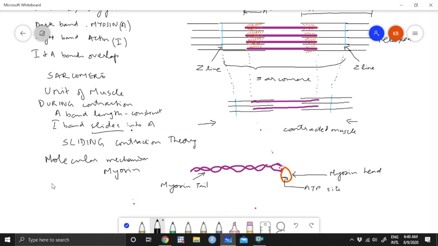So myosin is made of two chains, and head has got ATP site, and it has got the enzyme where it can break down ATP. So this function is part of myosin.